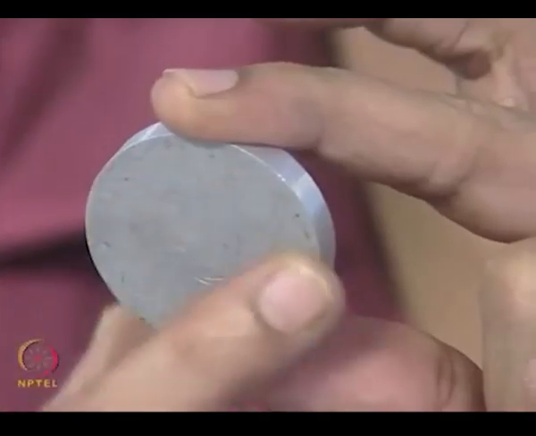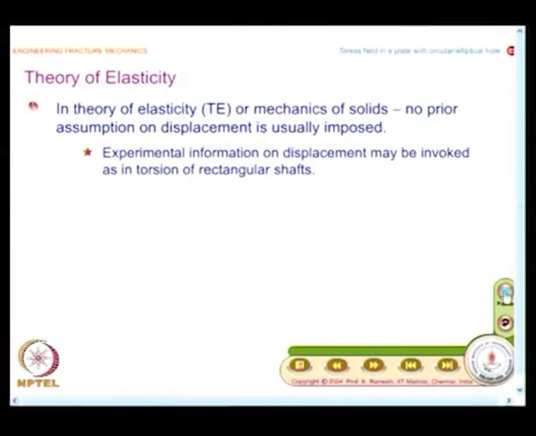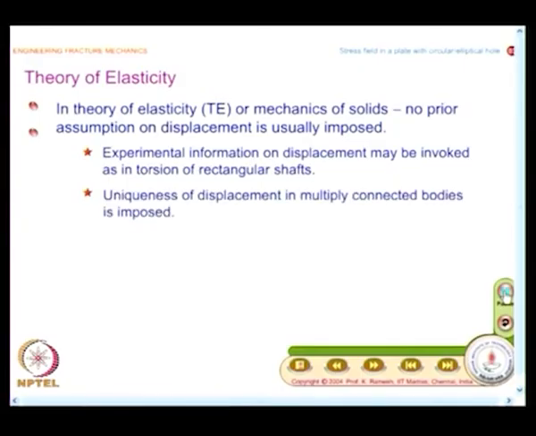And you should also recognize, once you come to theory of elasticity, you will classify the objects as simply connected and multiply connected. This is a simply connected object, though in general you do not impose the displacement. You may try to use experimental information on displacement as part of your solution approach. In fact, this is invoked in the case of torsion of rectangular cross section.